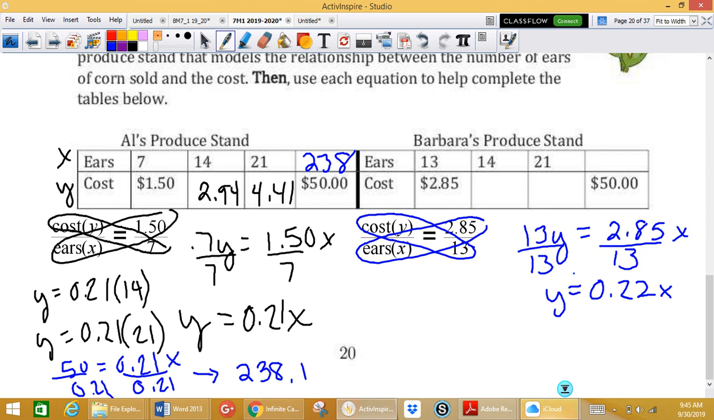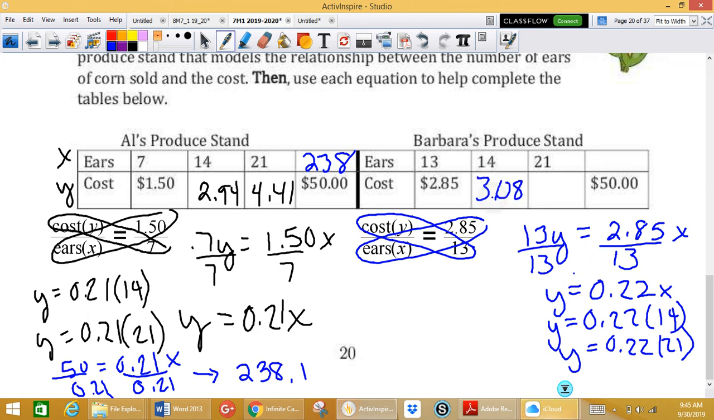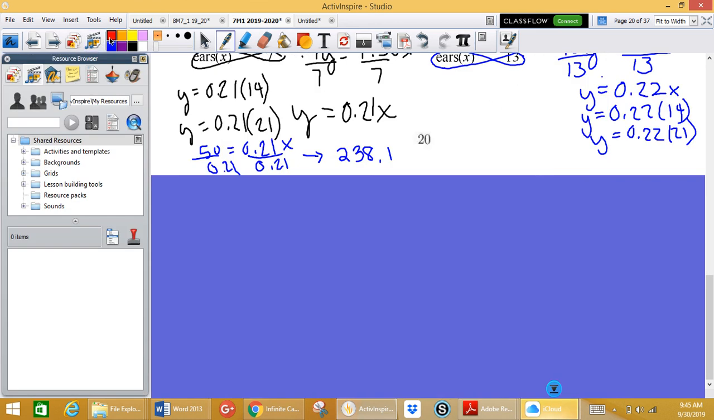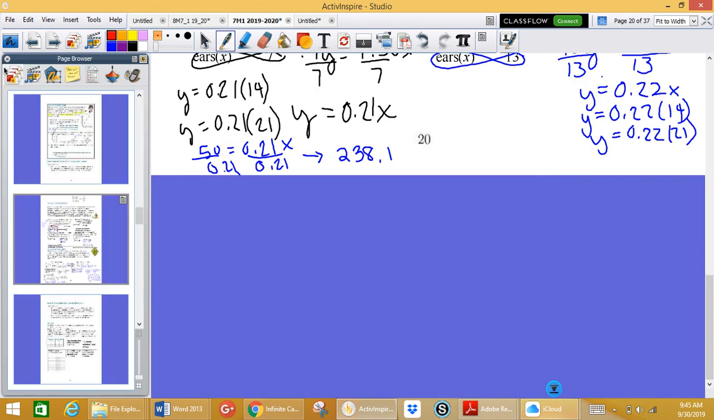So now I'm going to plug in for 14 and for 21. So y equals 0.22 times 14, and y equals 0.22 times 21. So 0.22 times 14 is $3.08, and 0.22 times 21 is $4.62.